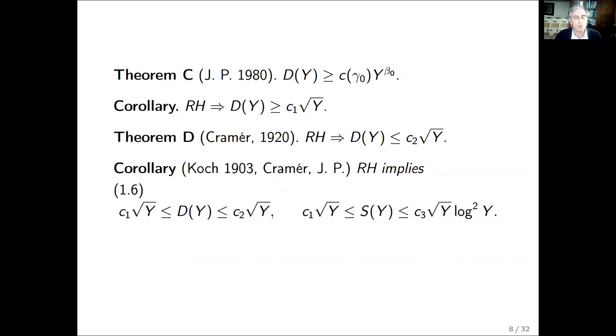So our knowledge today is that under the Riemann hypothesis, the average of the remainder term is determined up to a constant. It's square root of y, and the maximum of the function is naturally at least as large as the average, but it can be larger by a log square y, which is again a quantity that, apart from the constant, has not been improved in the last 118 years since Koch. This is, by the way, an easy consequence of the explicit formula, the upper bound.